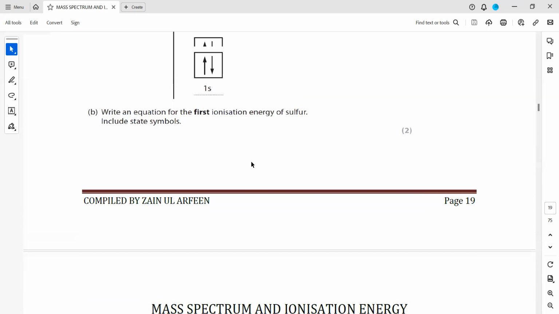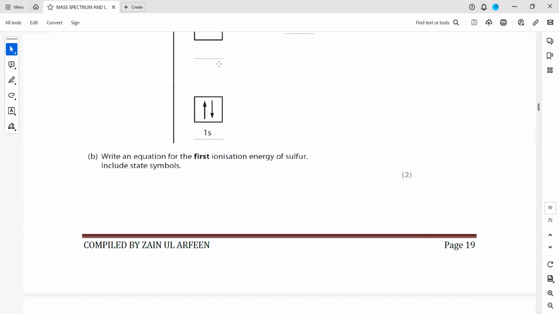Then write an equation for the first ionization energy of sulfur. Ionization energy means the energy needed to remove an electron from a neutral gaseous atom. So how much energy do we need? State symbols are also important. So a sulfur atom turns into a sulfur ion. Whenever ionization energy is there, it should always be a gaseous substance, and don't forget to write the state symbols as well.